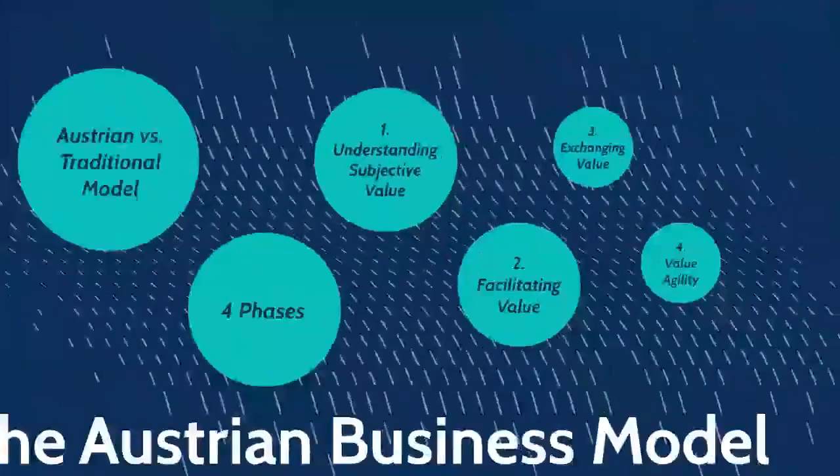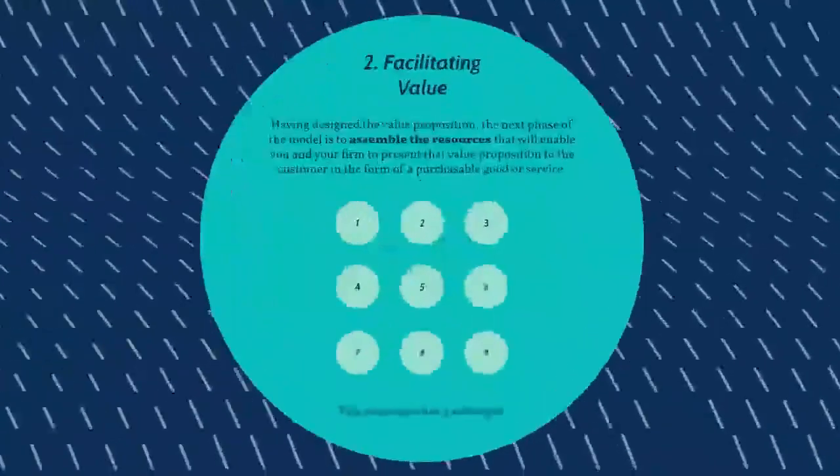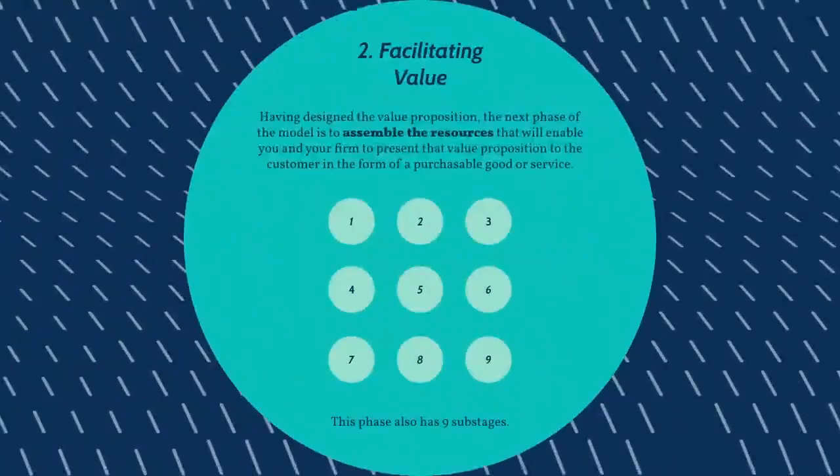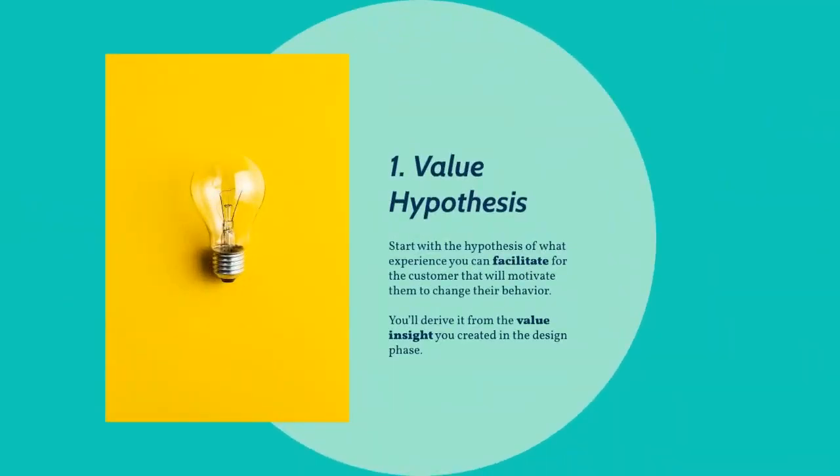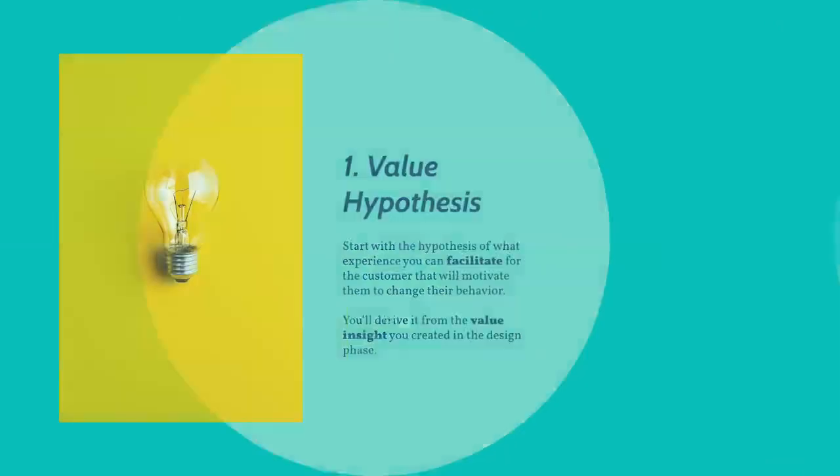Having designed the value proposition, the next stage of the model is to assemble the resources that will enable you and your firm to present that value proposition to the customer in the form of a purchasable good or service. 1. Start with the hypothesis of what experience you can facilitate for the customer that will motivate them to change their behavior. You'll derive it from the value insight you created in the design phase. There are several tools on the E4B platform for insights generation.